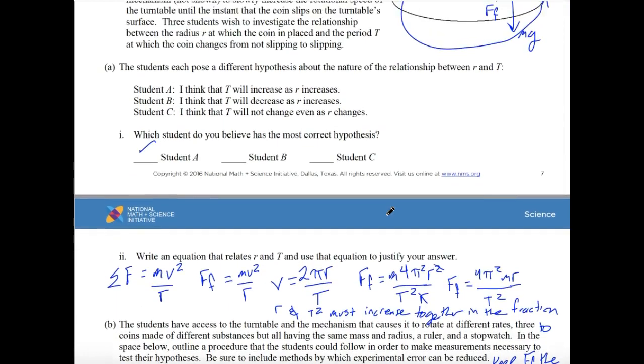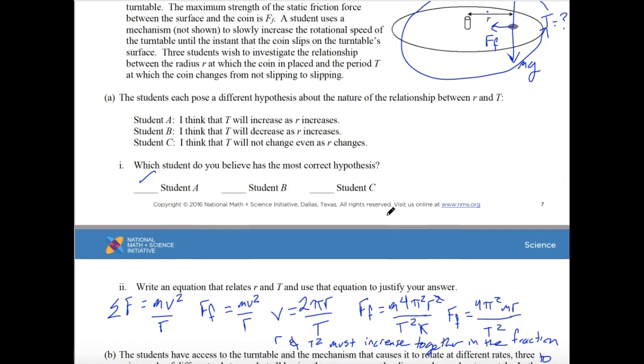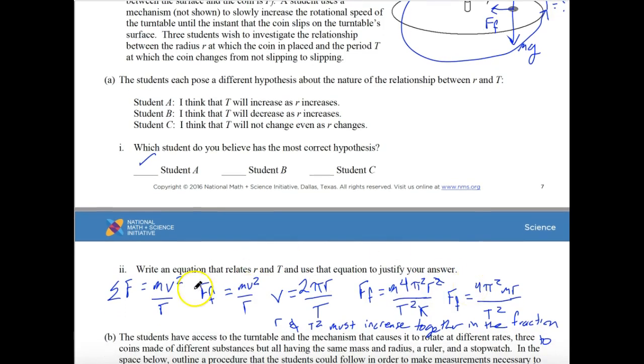For this one, the answer key chose student A, because we have an equation that relates R and T to justify our answer. To do that, we're going to start with the sum of the forces in the x direction, and that would be m v squared over r, because that's mass times the centripetal acceleration. Now we see the only thing pointing to the left or right is the force of friction, so that's equal to m v squared over r.